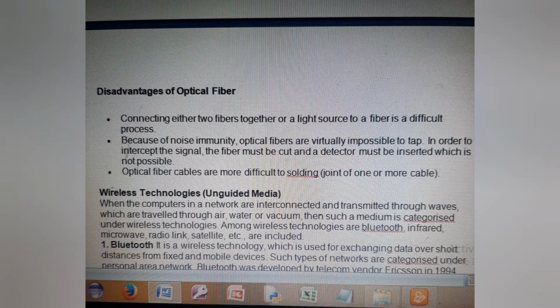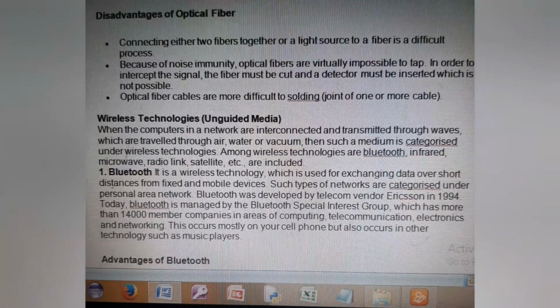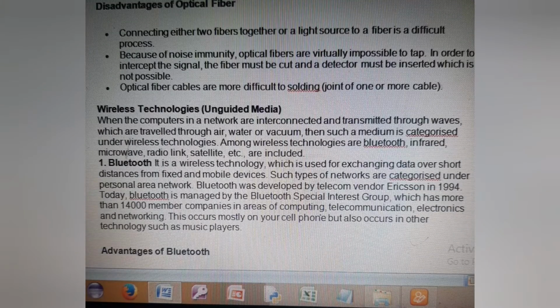Now, these were the wired technologies that we saw: twisted pair cable, optical fibers, and coaxial cable. These three are most important. Then come wireless technologies, which are also known as unguided media. Here you do not need any wiring, and they are categorized into various technologies according to the technique they use, like Bluetooth, infrared, microwave, radio link, satellite, etc.